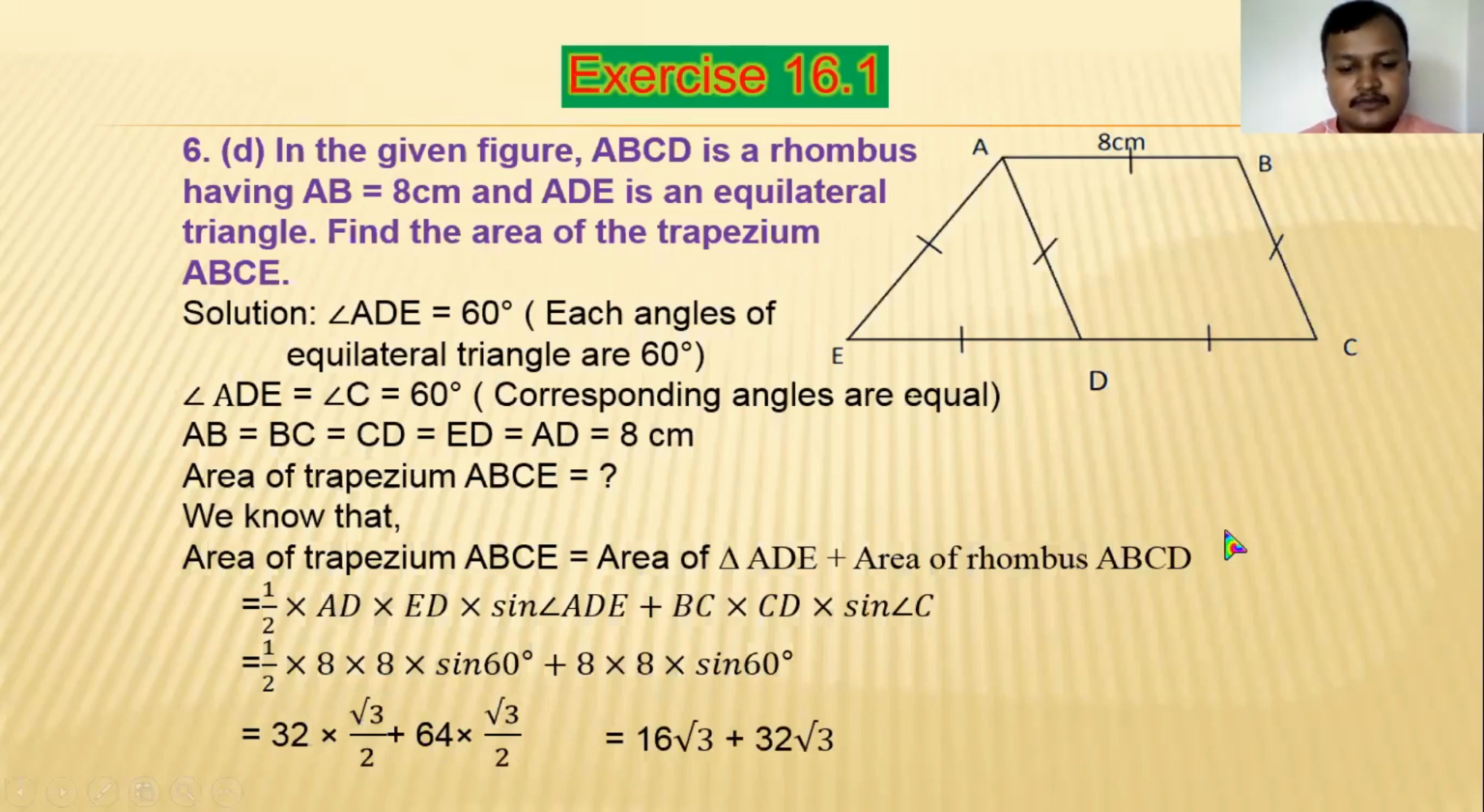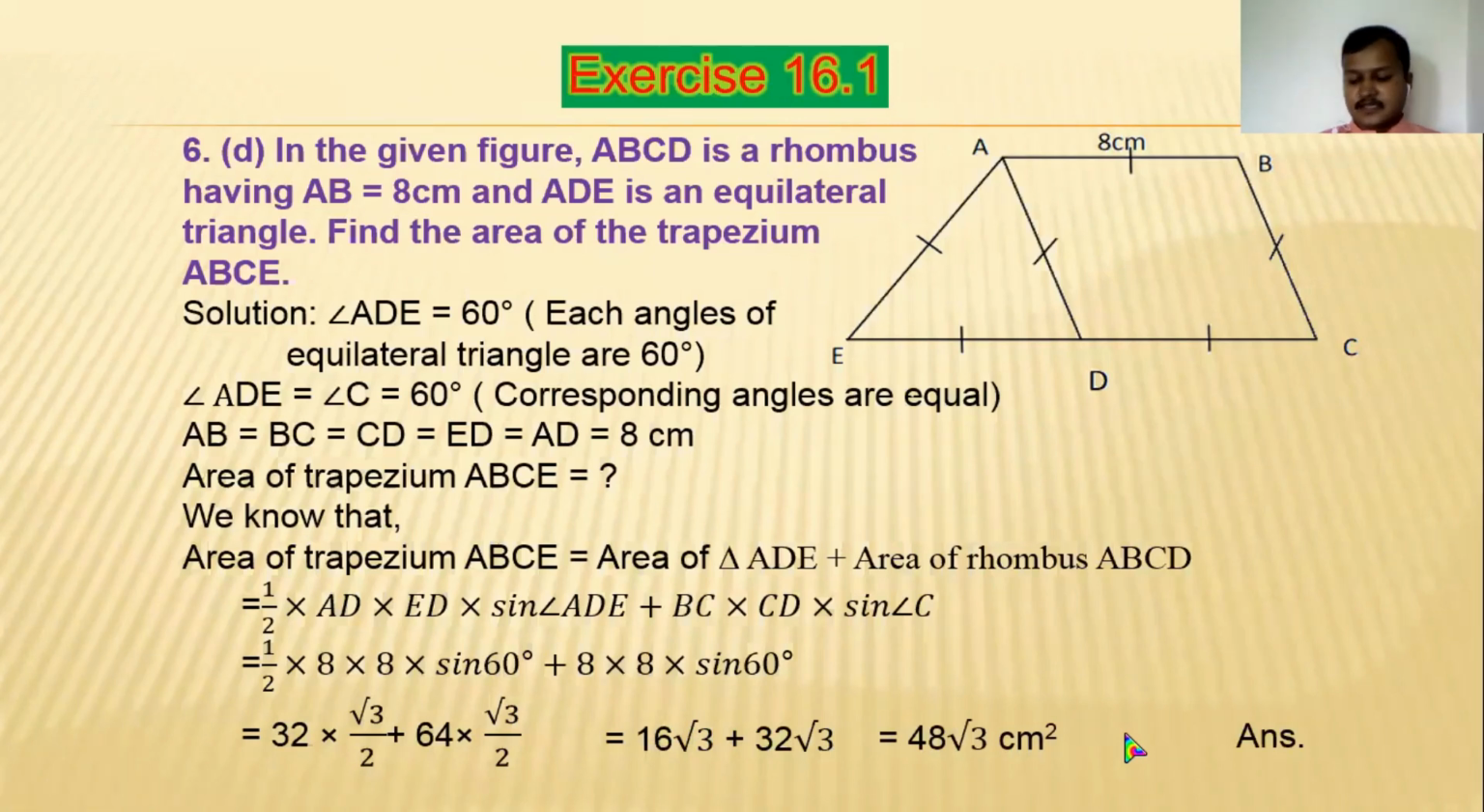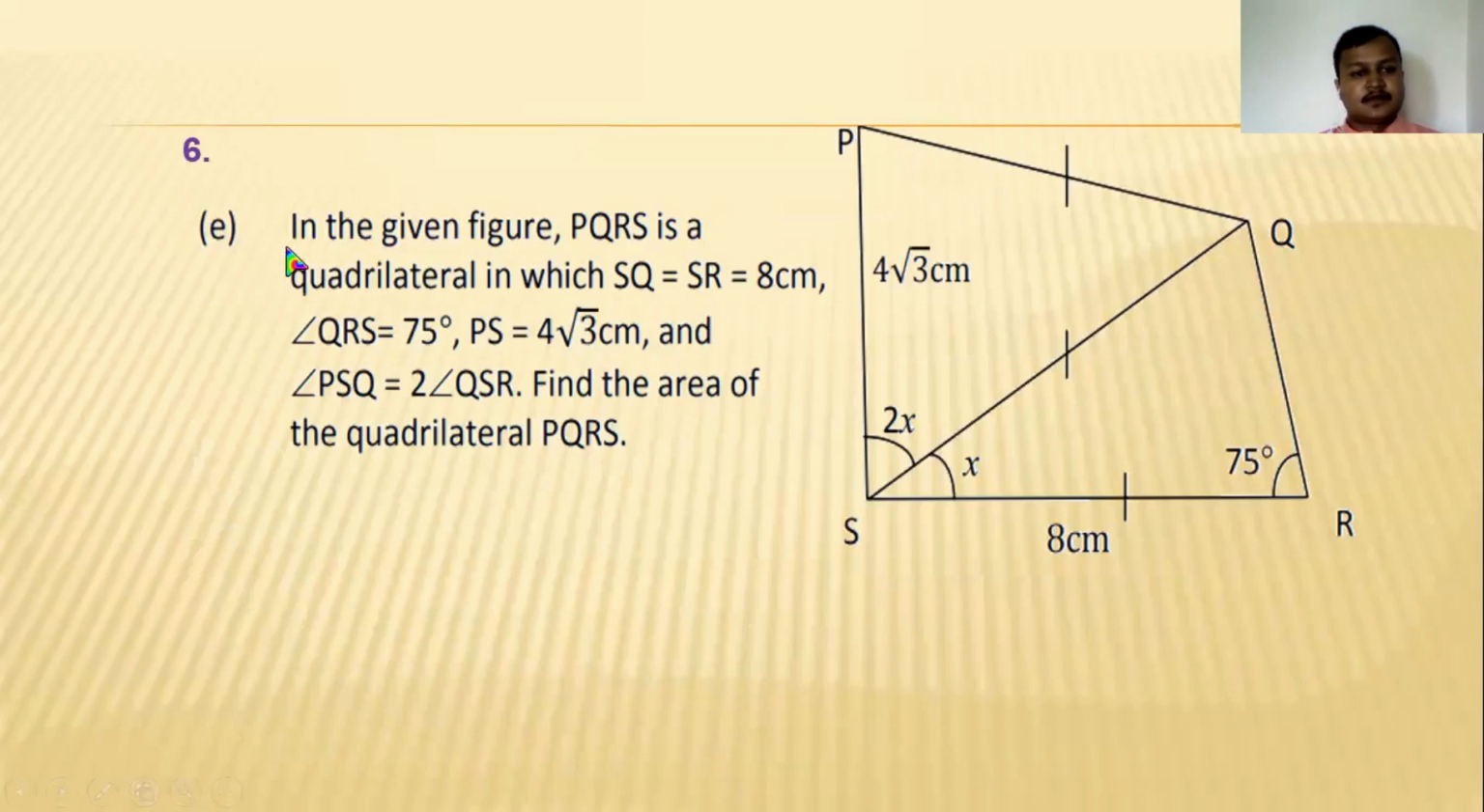Finally, by adding these two, what will you get? 16 root 3 plus 32 root 3 is 48 root 3. Okay. This is our required answer. It's an easy and important question for you. Now, if there is no problem, look at the next question, question number 6E.